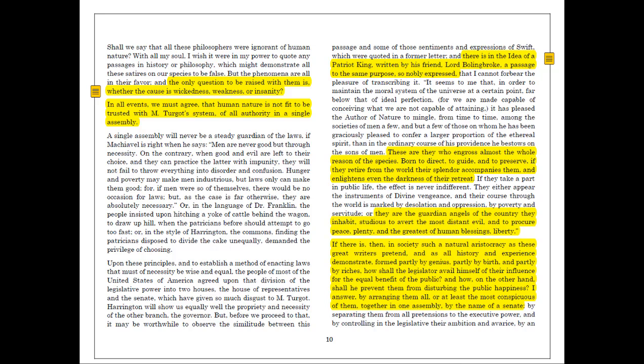In the final passage there at the bottom of the right-hand column: "If there is then in society such a natural aristocracy as these great writers pretend, and as all history and experience demonstrate, formed partly by genius, partly by birth, and partly by riches, how shall the legislator avail himself of their influence for the equal benefit of the public? And how, on the other hand, shall he prevent them from disturbing the public happiness? I answer by arranging them all, or at least the most conspicuous of them, together in one assembly, by the name of a Senate."